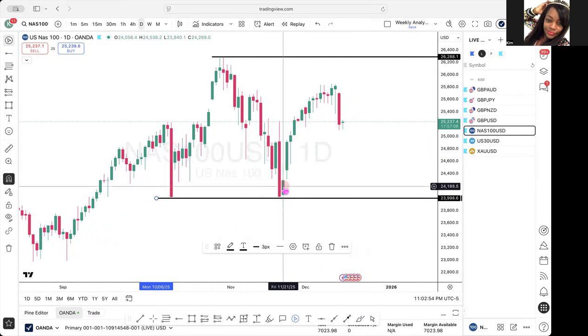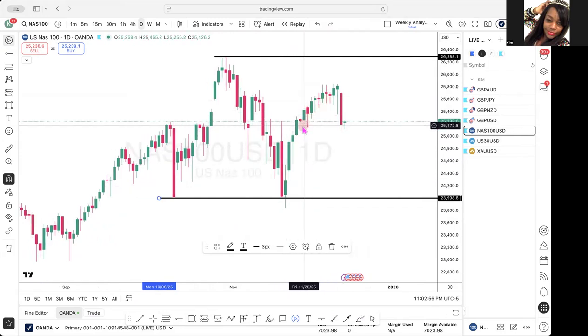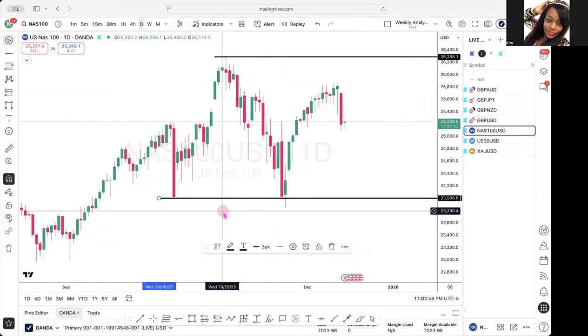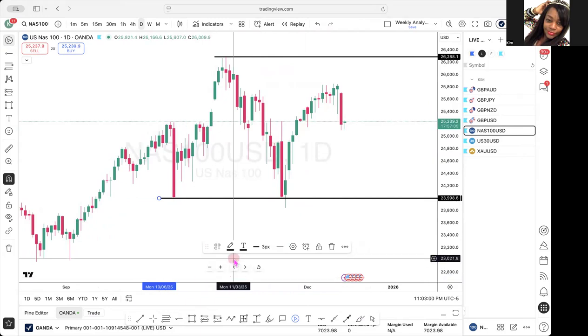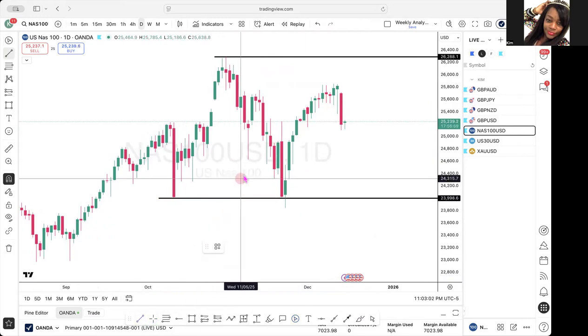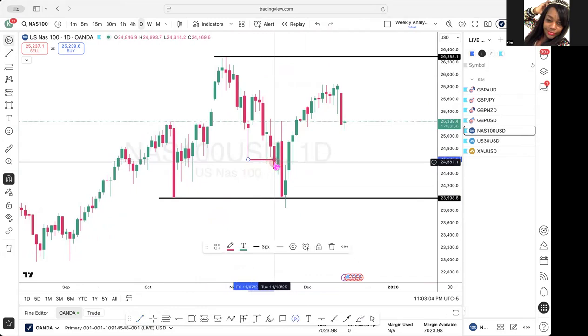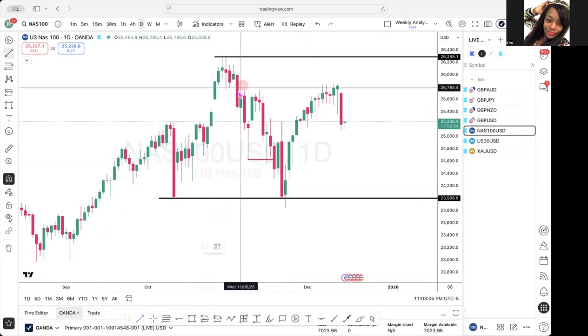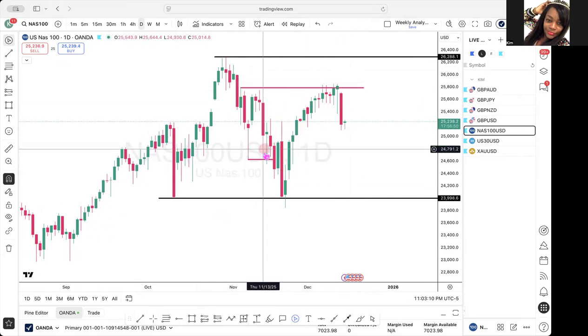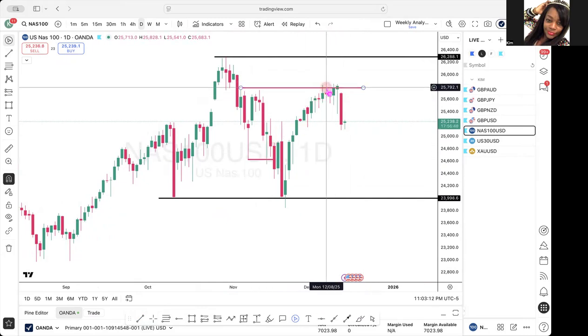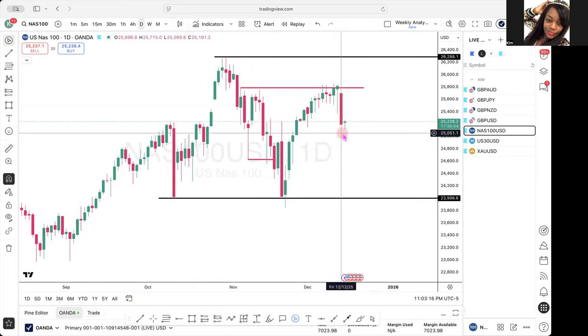Price pulled back. Shifted some structure. Oh, no, it didn't. Hold on. This was the low. Price broke here. So that made this the high. Price came, wicked, closed above, and then pulled back. So let's go to the 4-hour.